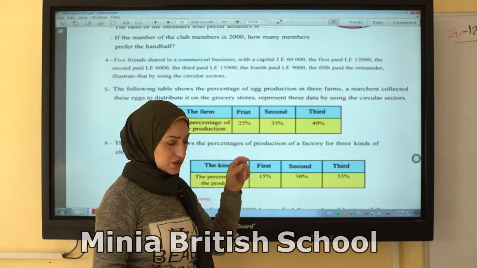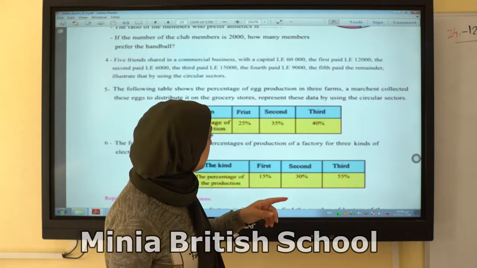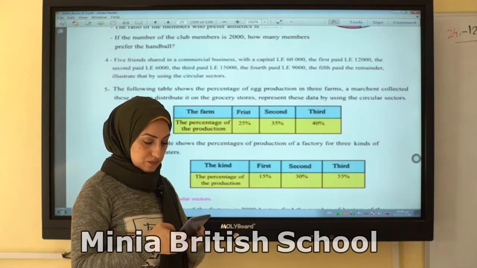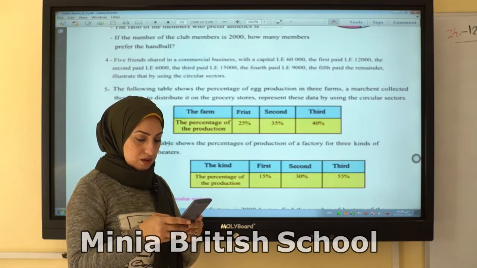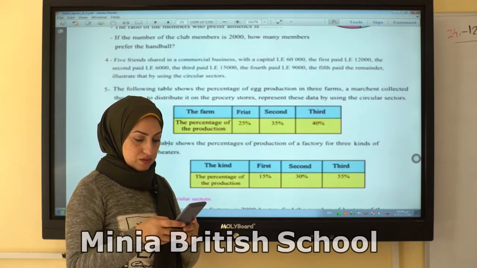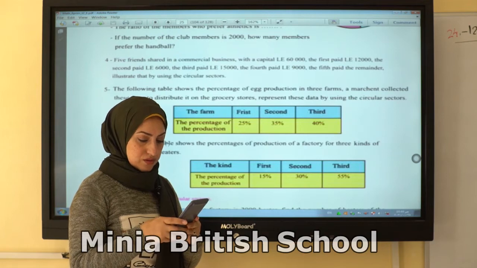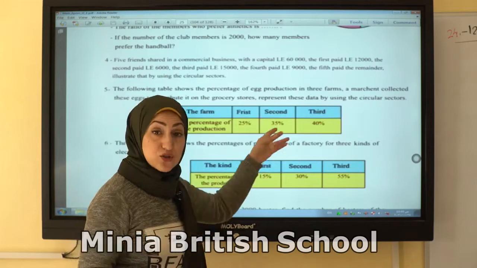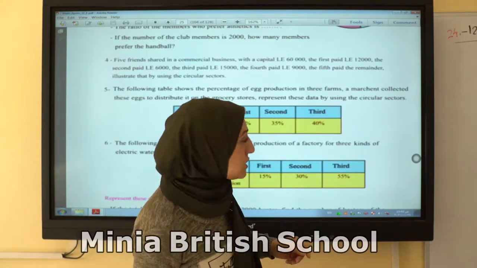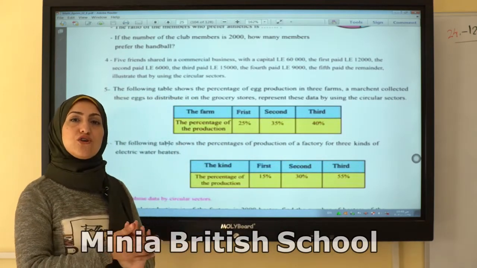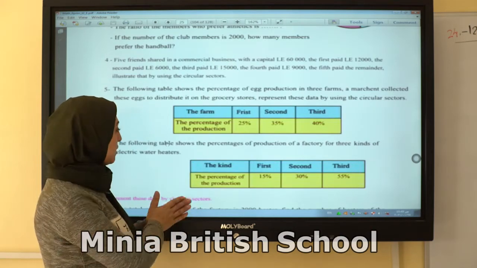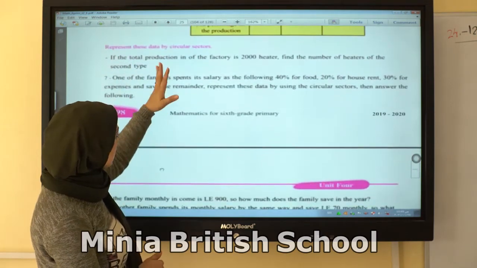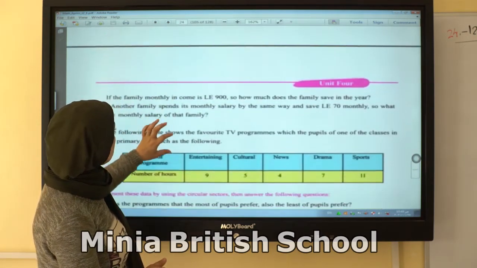Then, sorry, 35% times 360 will give you 126 degrees, and so on, okay? And draw the circular sectors as we see right now, the same kind, okay?